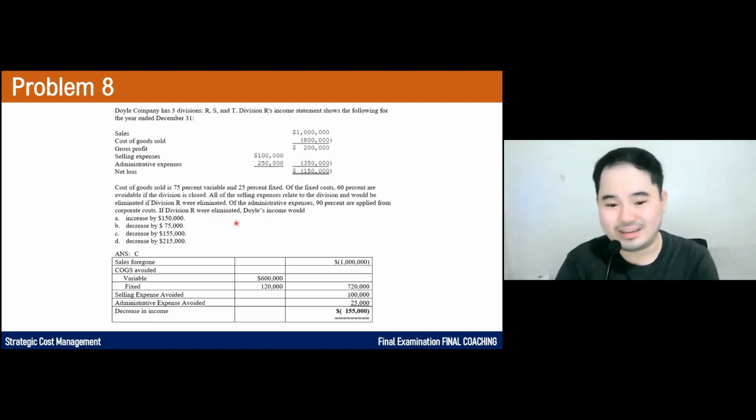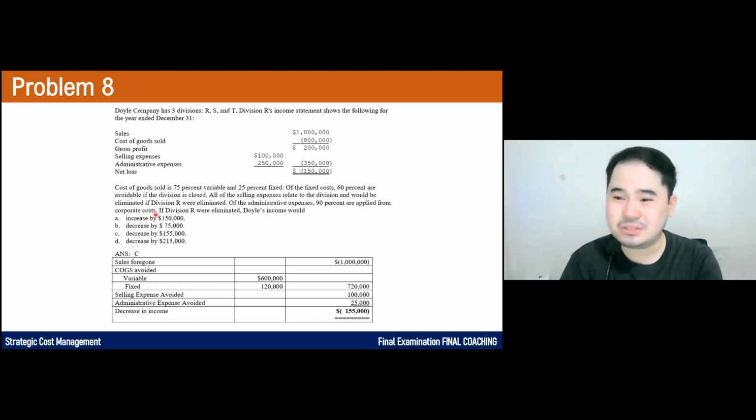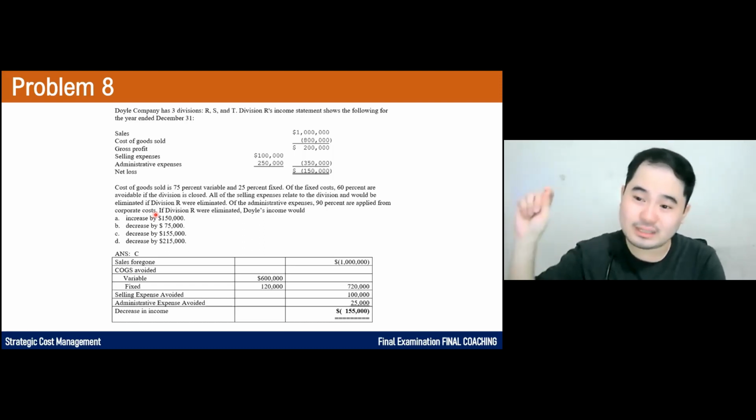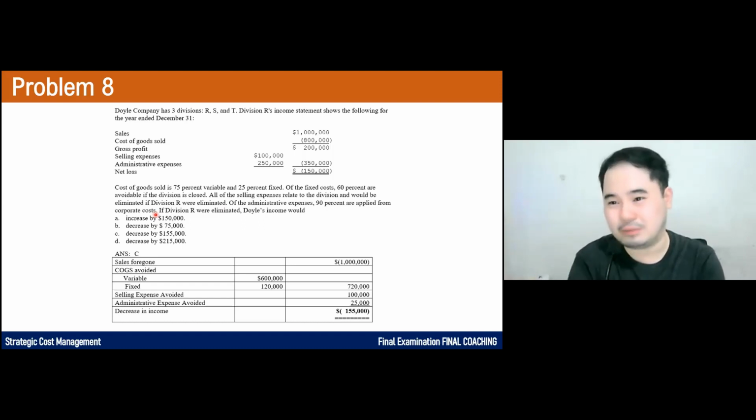Oh, yeah. Okay. And then of the administrative expenses, 90% are applied from corporate cost. So ano ibig sabihin? 10% lang ma-avoid mo kasi 90% comes from, ang tawag dito, comes from corporate costs that are only allocated. Okay? Tandaan nyo yun, pag ina-allocate lang ang cost, uncontrollable yun ng manager eh.